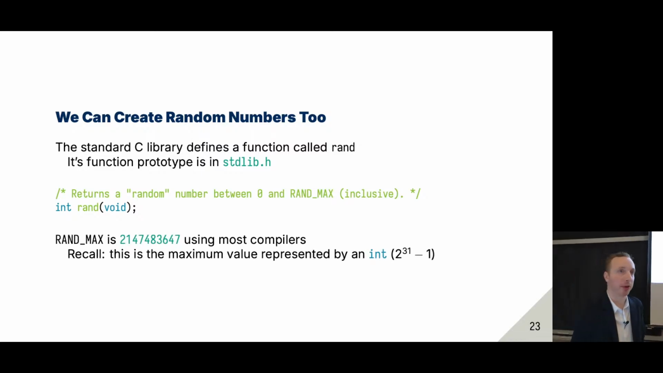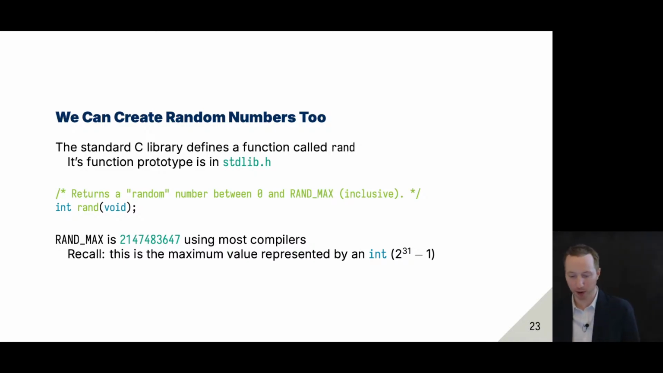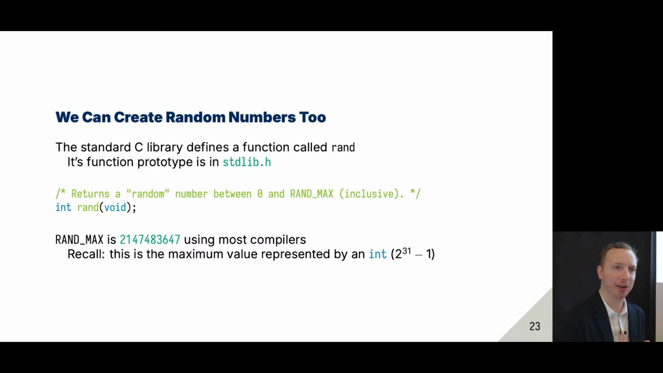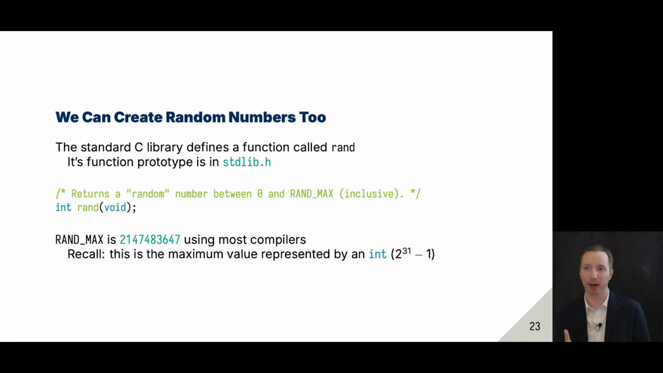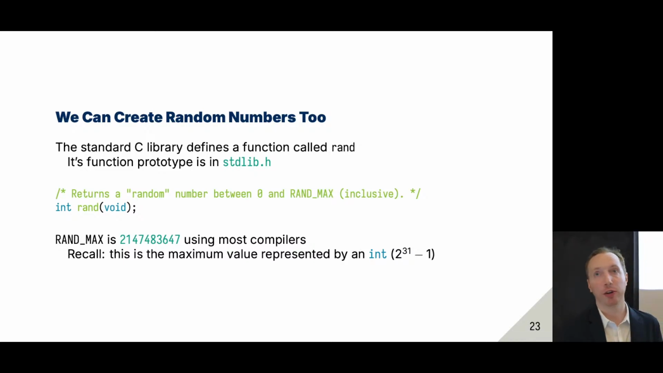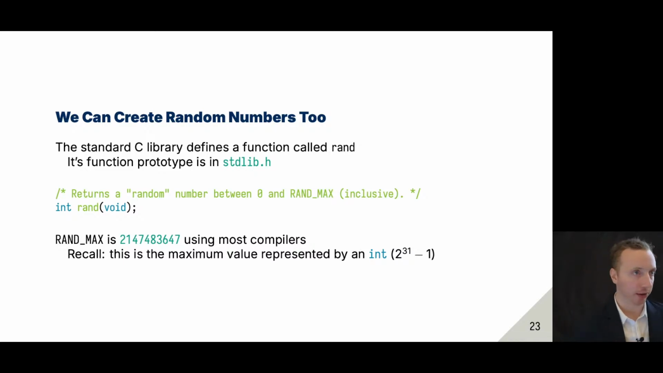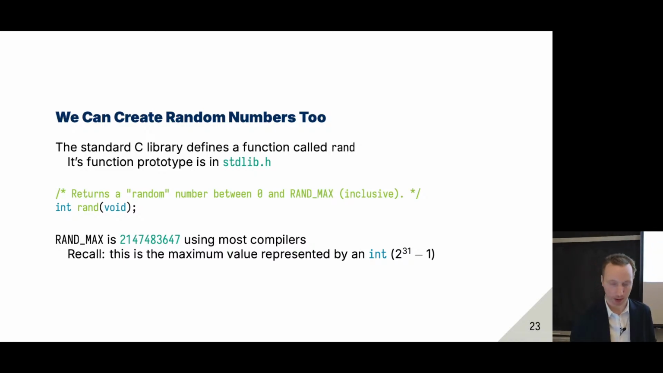It will return a number between 0 and RAND_MAX. In most cases, RAND_MAX will be that very large number that looks a little bit familiar. That is the maximum size of an int, which is 2 to the 31 minus 1. If you want to double check that, you are free to do that. But that's just the maximum value of an int. So it will return a positive value, from 0 all the way up to the maximum positive value of an int.